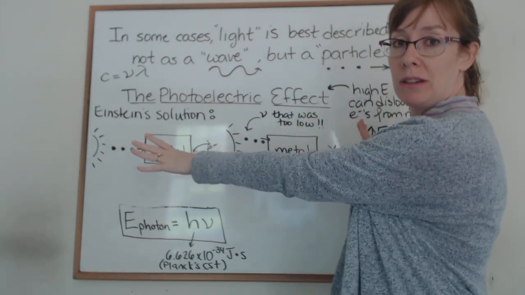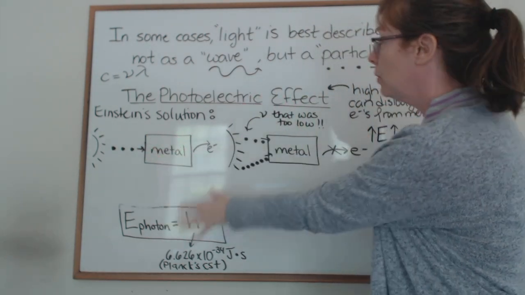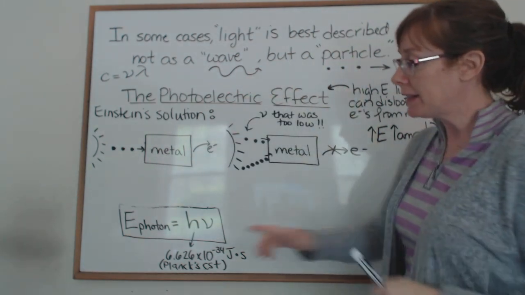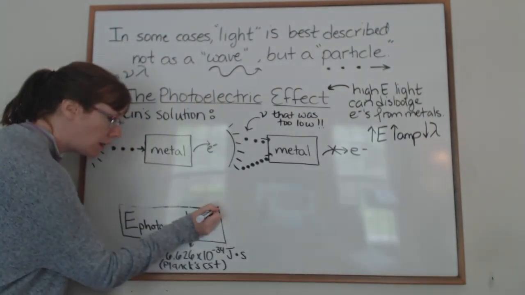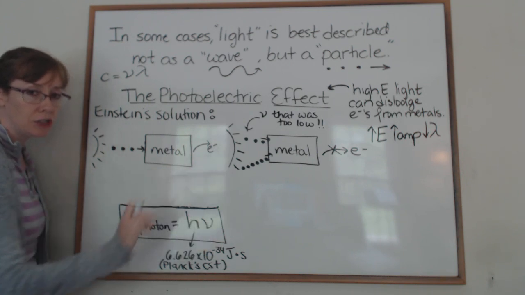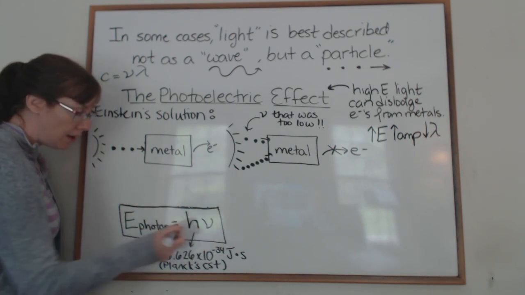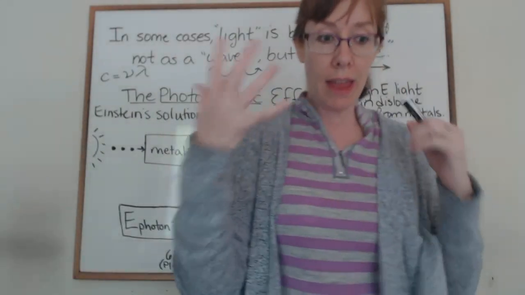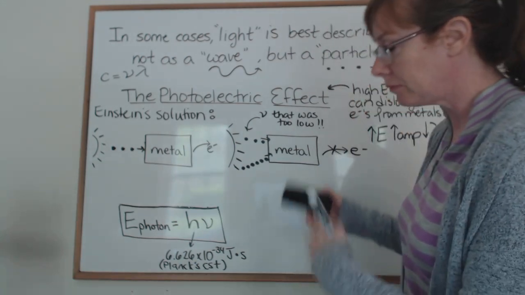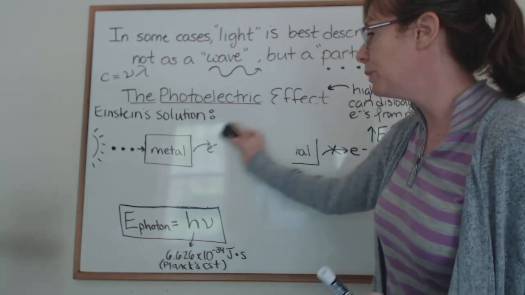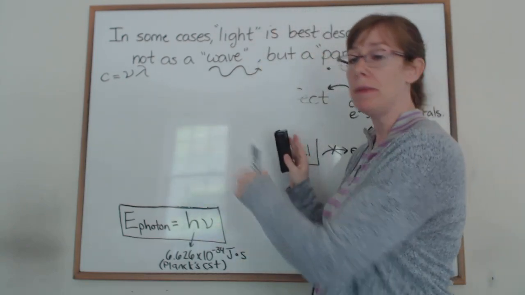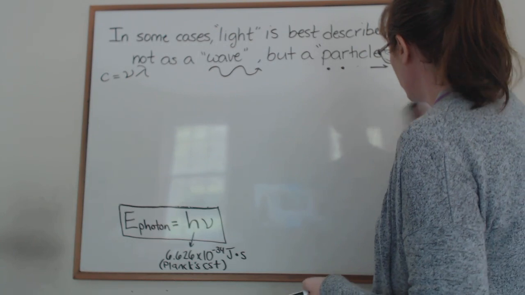This observation is really what leads to us accepting the idea that sometimes light is best described as a particle, where the energy of each photon is only related to this concept of frequency. And there's no such relation, no effect of amplitude or brightness on the energy of any individual photon. Okay, so with the photoelectric effect, we now accept that under some circumstances, like these experiments, light is best described as a particle.